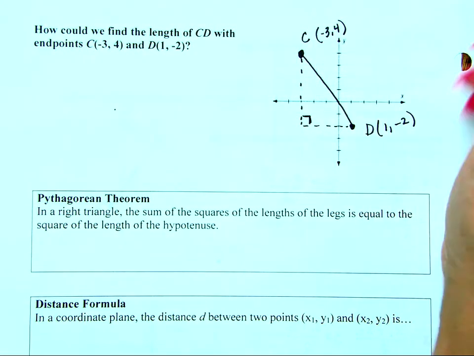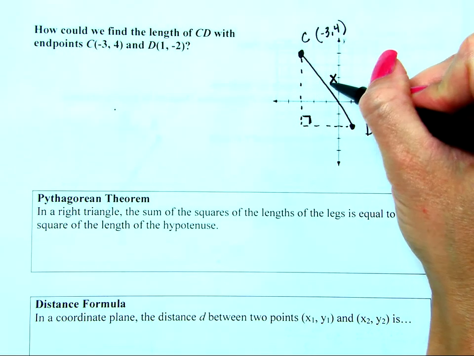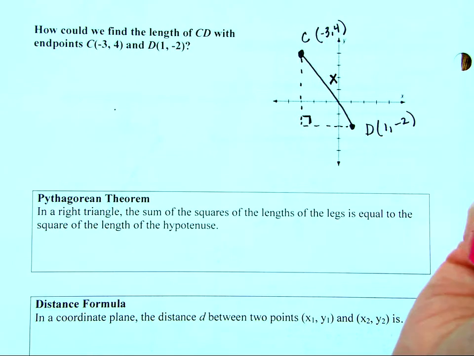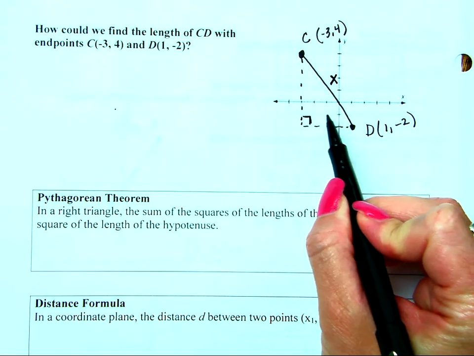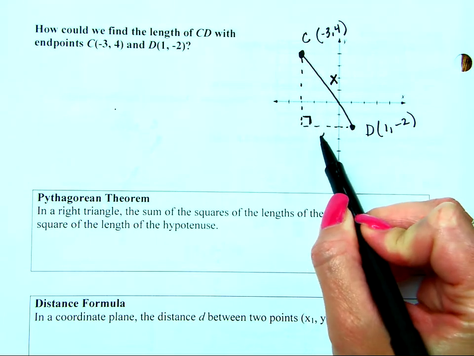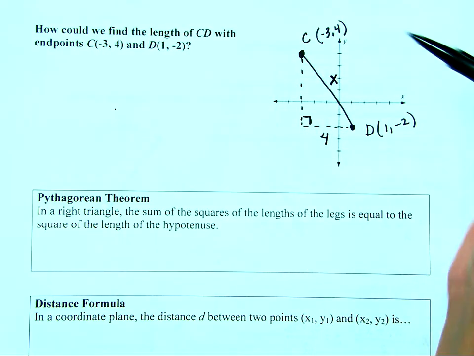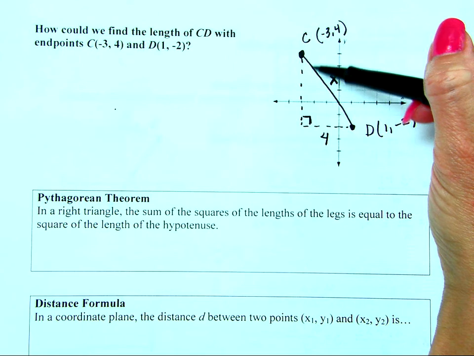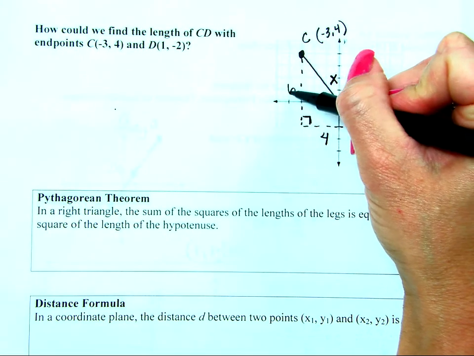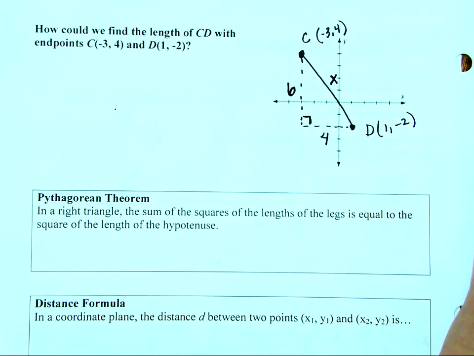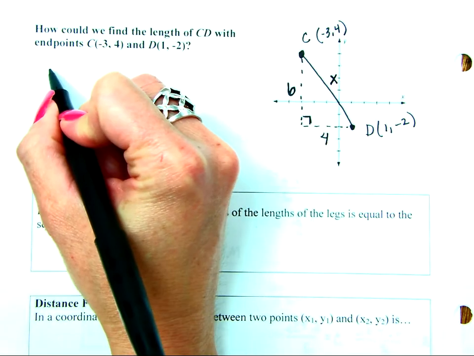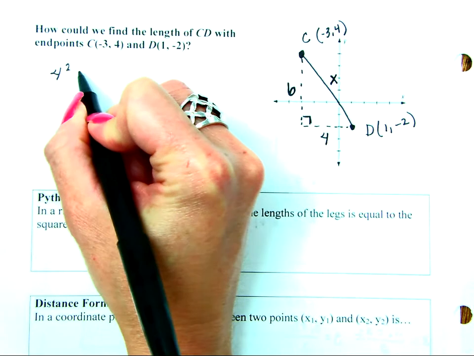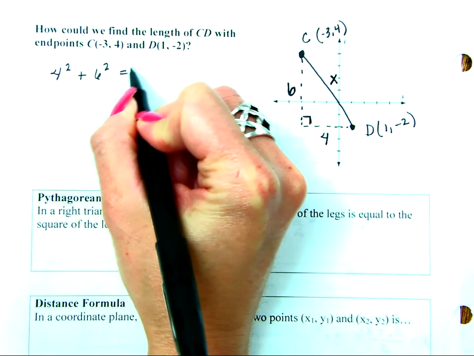And I have a right triangle. I'm looking for this length. Well, if I take a look, the legs of my triangle, 1, 2, 3, 4 boxes means this is 4 units horizontally, and 1, 2, 3, 4, 5, 6 boxes means that this is 6 units vertically. We know with a right triangle, we can go ahead and use the Pythagorean theorem. So we can say that 4 squared plus 6 squared is equal to x squared.